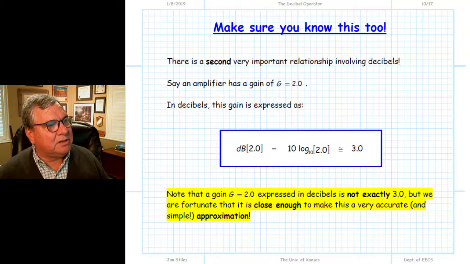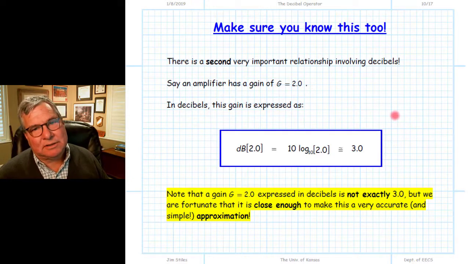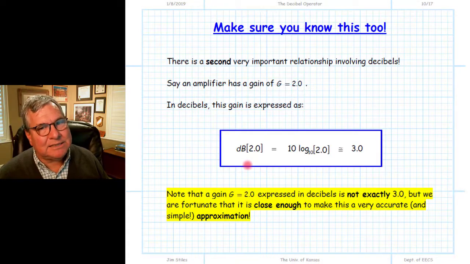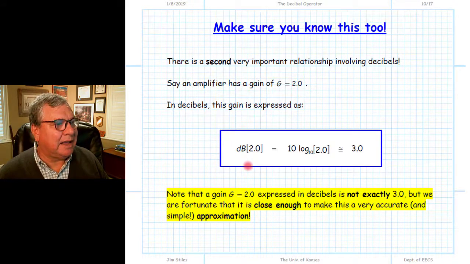So to see what that knowledge is, we're going to add a second identity that is about as important as the first one. The first one was that the decibel operator applied to 10, of course, gave us a value of 10. In this case, we're going to consider what happens when our gain is 2, our coefficient is equal to 2.